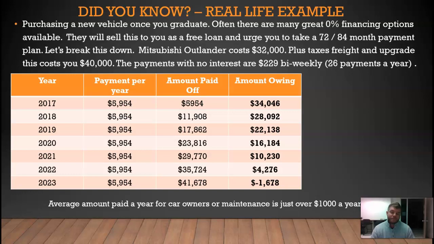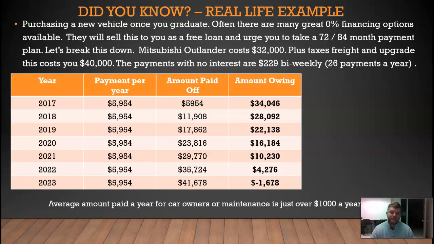Now, this is something that we like to think about as a depreciation graph or depreciation chart. So, Mitsubishi Outlander cost $32,000. I bought one. Plus taxes, freight, I did a little upgrade, so I had the navigation and all the good stuff.